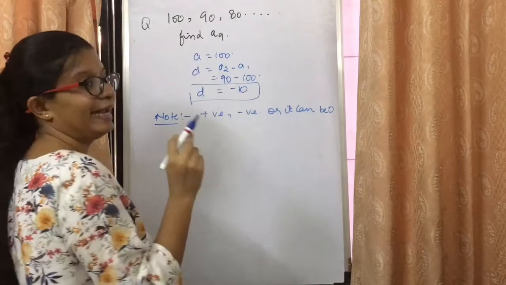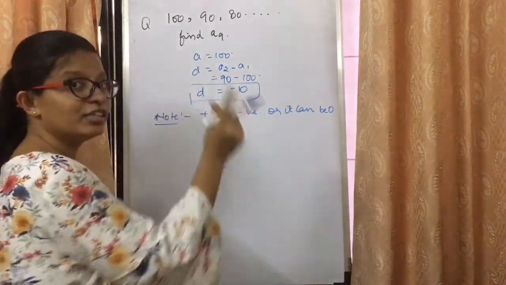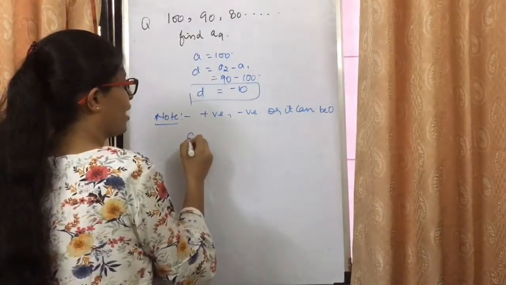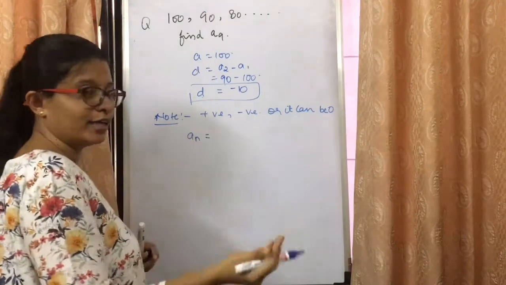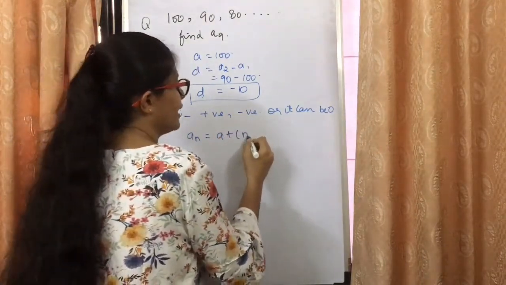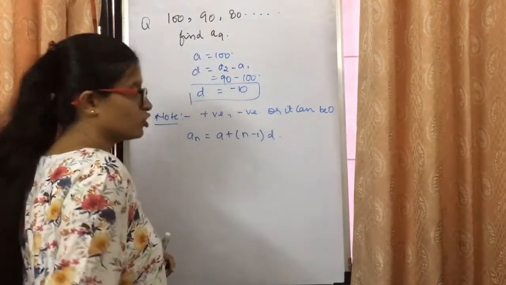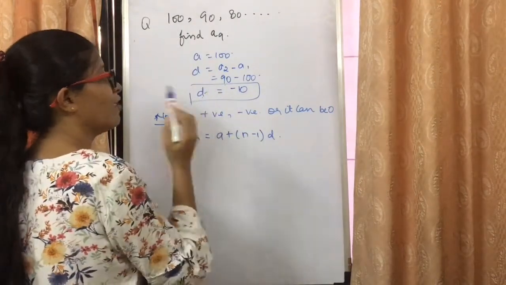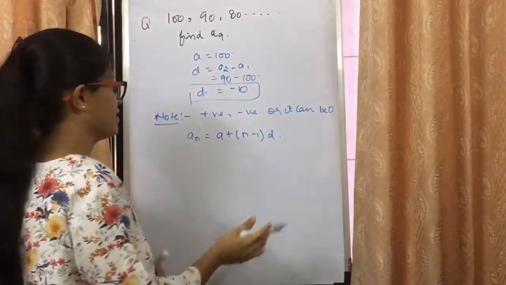What do we have to find? We have to find A9, meaning the ninth term of the series. For the ninth term, again we need the formula. The nth term of the series is A plus n minus 1 into D. So we have A, we have D, we have n. Put them in the formula, we will get the answer.